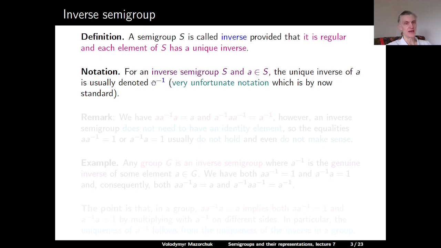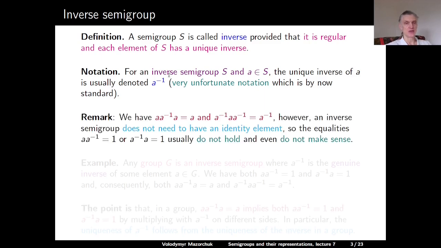So in reality, A to the power -1 is not an inverse in the group sense, it's an inverse in this semigroup sense. So we have A times A inverse times A is equal to A, and we have A inverse times A inverse is equal to A inverse. However, an inverse semigroup doesn't need to have an identity element, so the equalities of the kind A inverse is equal to the identity or A inverse A is equal to the identity, they usually do not hold, and even they do not make sense, as there is usually no identity element.